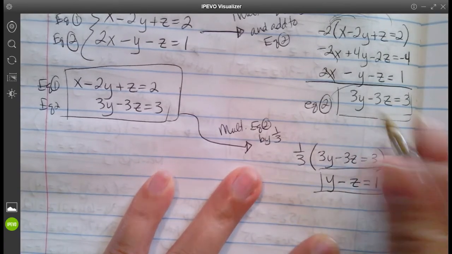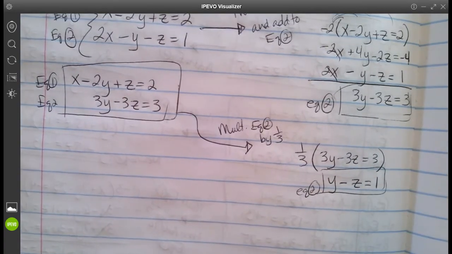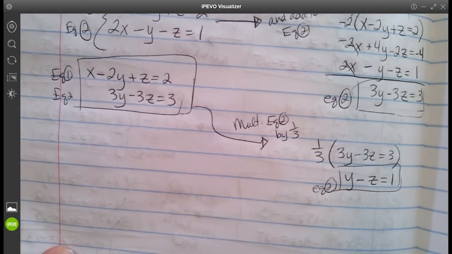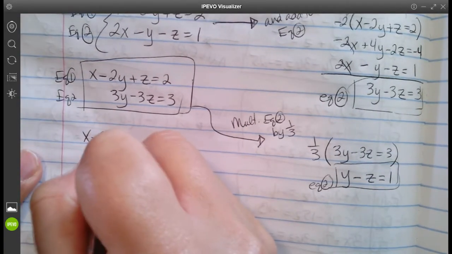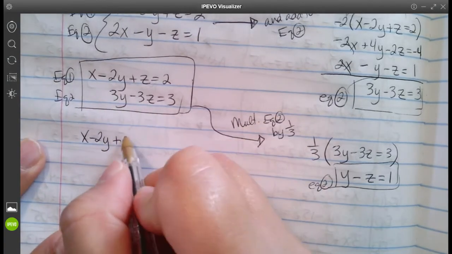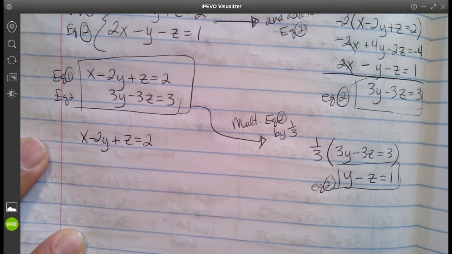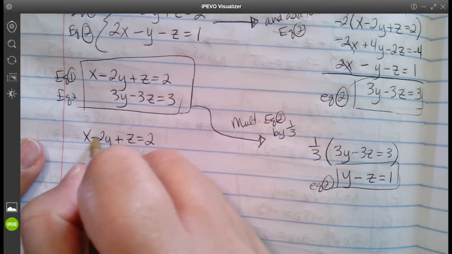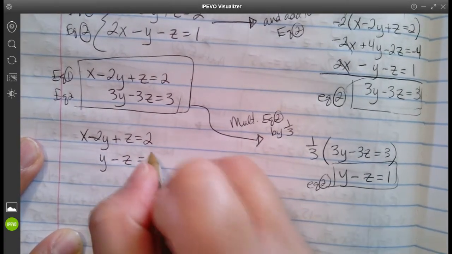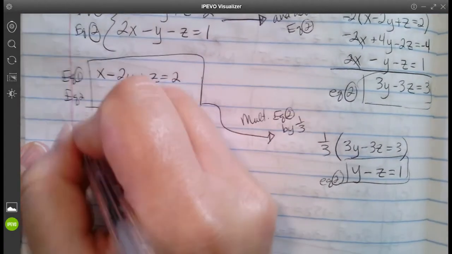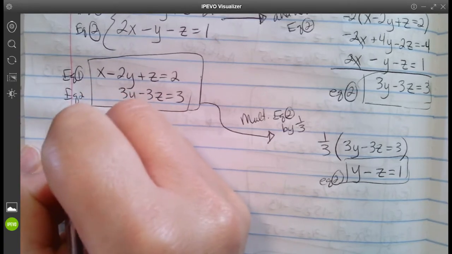So now this is my new equation 2. Let's go ahead and move that over. Now I'm going to have x minus 2y plus z equals 2. If you hear all those little rings, it's just my computer with notifications, so sorry about that. And then I'm going to bring this guy over: y minus z equals 1. This is equation 1, this is equation 2.